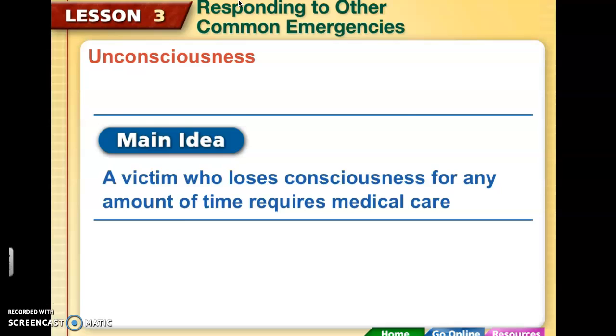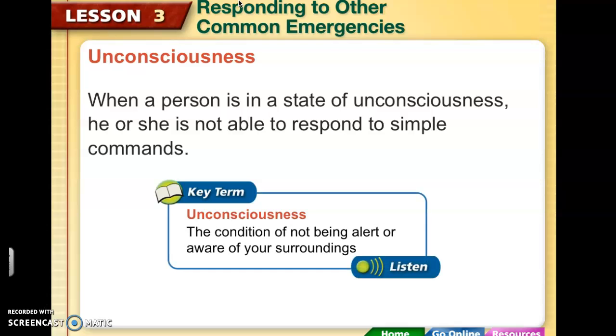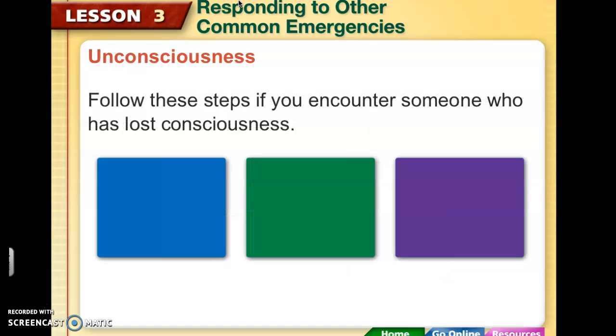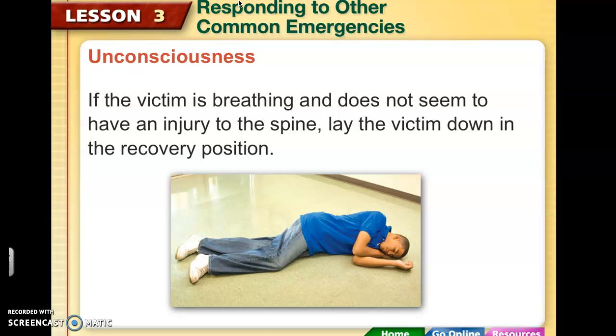When someone is unconscious, you're going to need to give them emergency medical help. Being unconscious is the condition of not being alert and aware of your surroundings. So follow these 3 steps. If they are unconscious, call 911, check for breathing, and be prepared to perform CPR. If the victim is breathing and does not have an injury to the spine, lay the victim down in the recovery position on their side, as you can see in the picture.